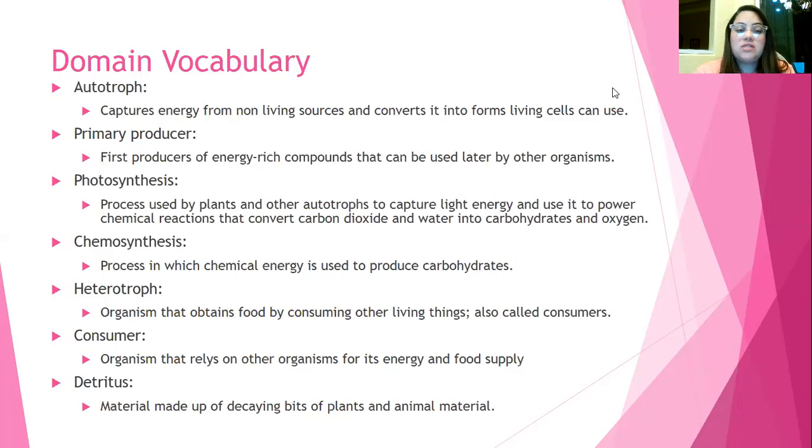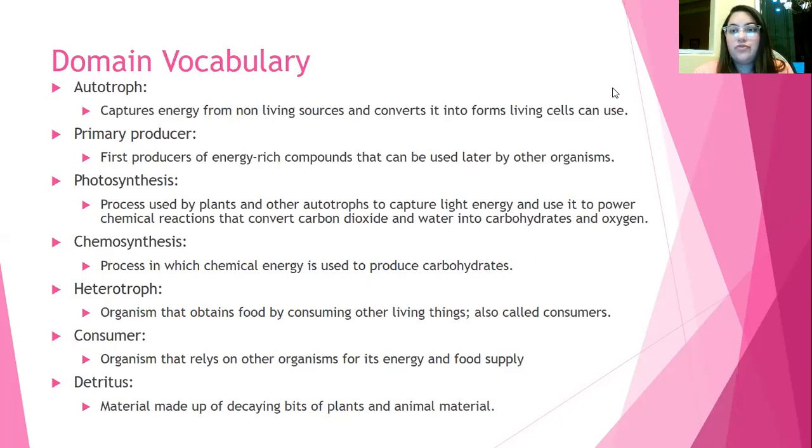Heterotrophs are organisms that obtain food by consuming other living things. So these are also called consumers. Consumers are organisms that rely on other organisms for their energy and food supply. We are consumers. We rely on plants, we rely on animals. And then detritus is the material that is made up of decaying bits of plant and animal material.